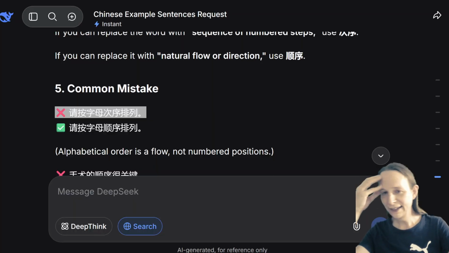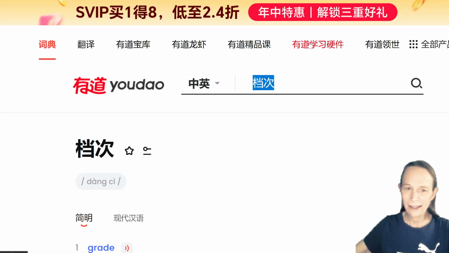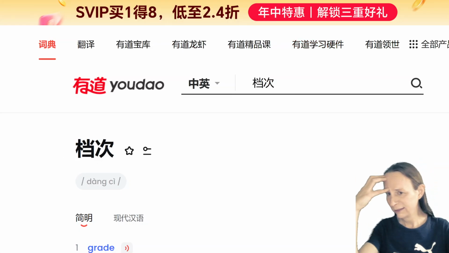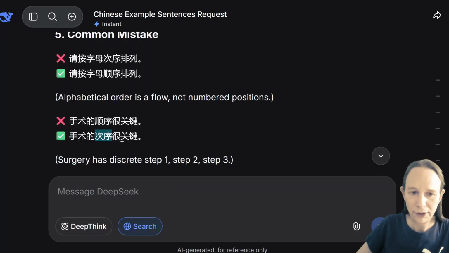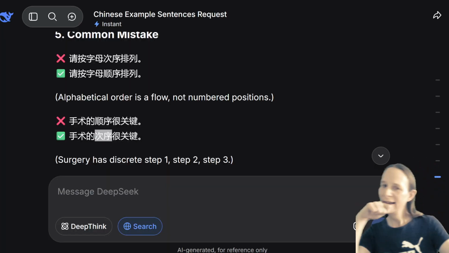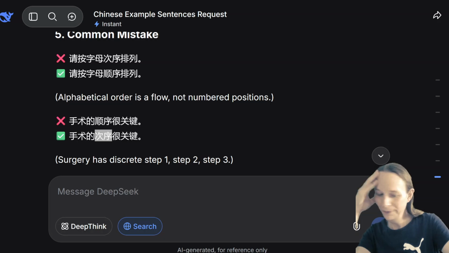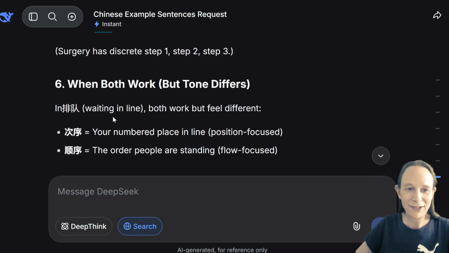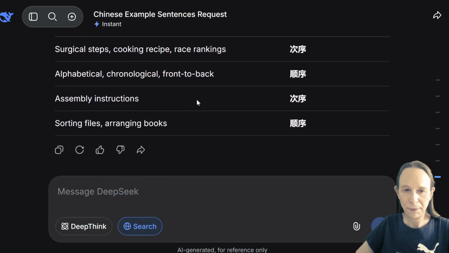So the 次 is like a sort of rank or something like this, like a 档次. No, that can't be right. 游戏的次序很关键. No, that's not right. Sorry, my thought is not right. I need to correct it. Yeah, maybe I should look it up in the dictionary. All right, the dictionary defines 次序 as 排列的顺序.